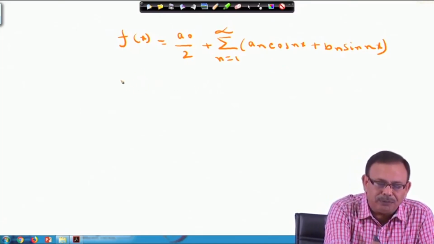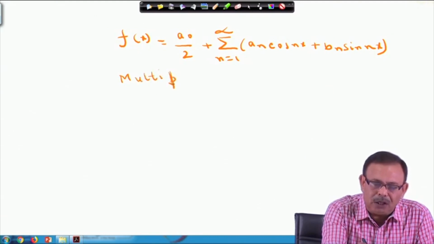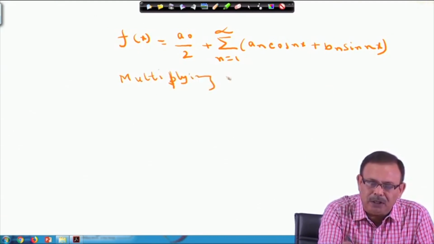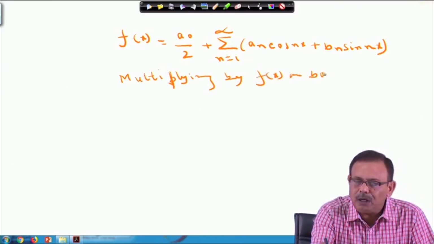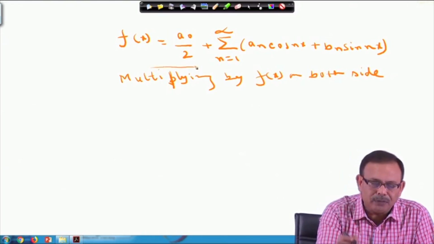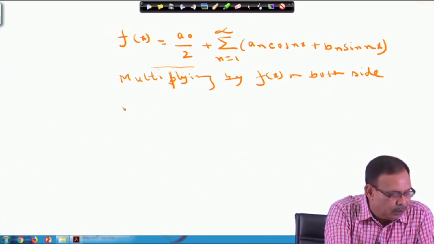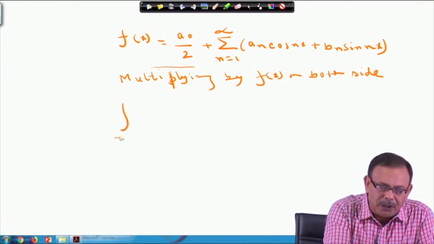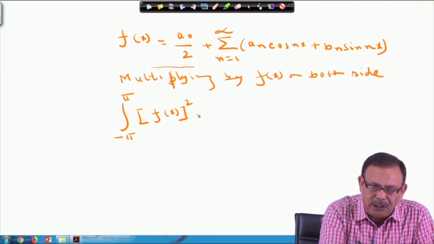So, what are you doing? We are now multiplying by f x on both sides of this equation, then integrate from minus pi to pi, so that you will obtain the integral from minus pi to pi of f x square dx.